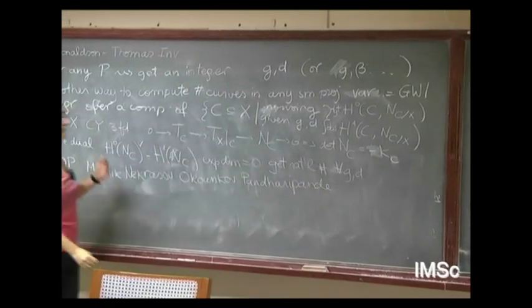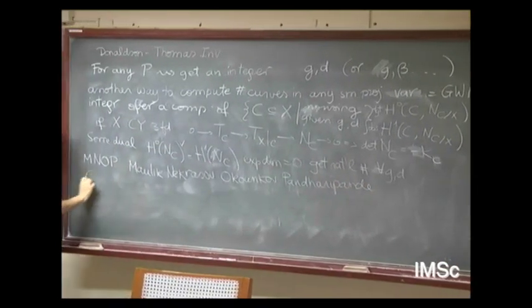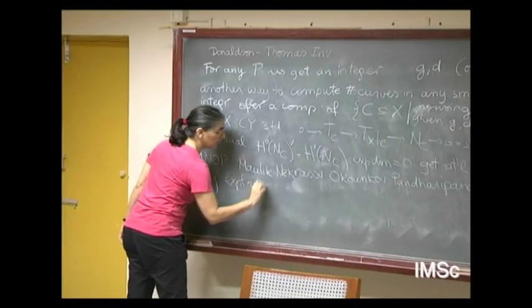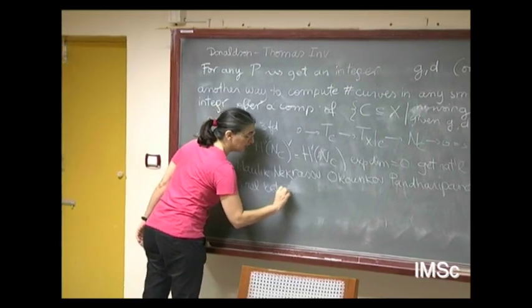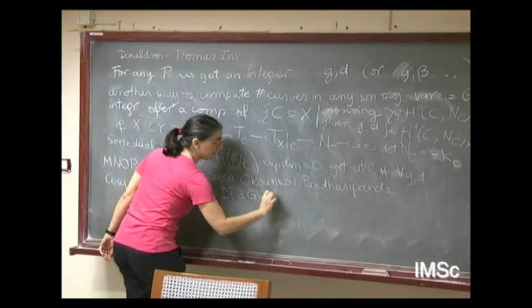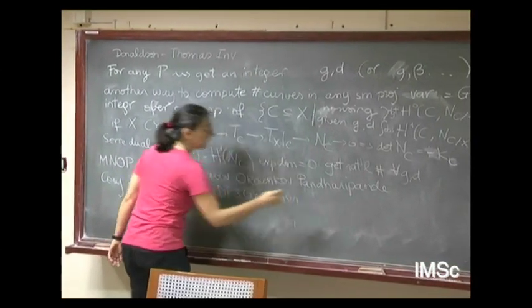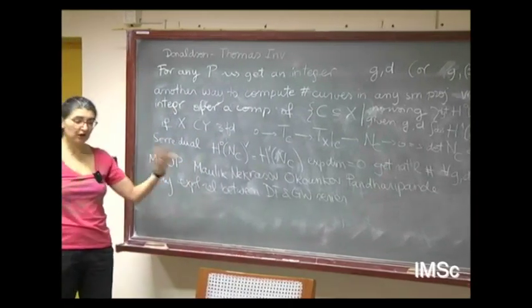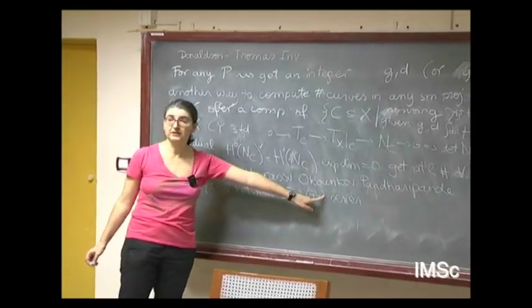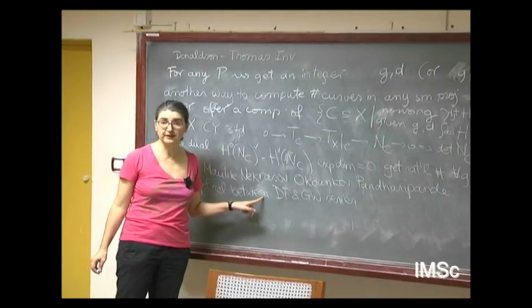So what they do is they conjecture an explicit relation between the Donaldson-Thomas and the Gromov-Witten series. And here the relation is not an equivalence. So it tells you that Donaldson-Thomas determines Gromov-Witten, but not conversely.